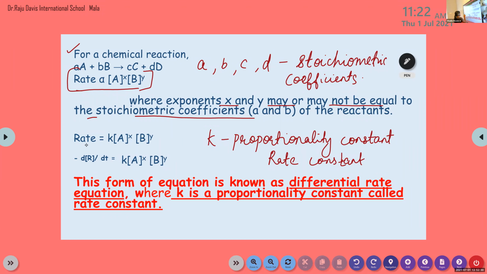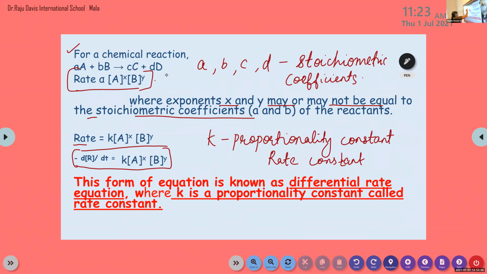And we have learned another expression for the rate, that is minus d[R]/dt, right? So instead of the rate, we can substitute these values. This form of equation is the differential rate equation. Here we are using d by dt, that's why it is known as the differential rate equation. Clear?